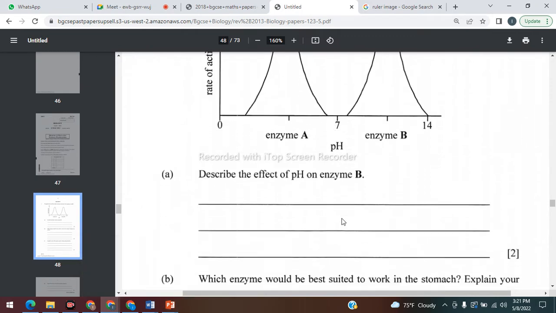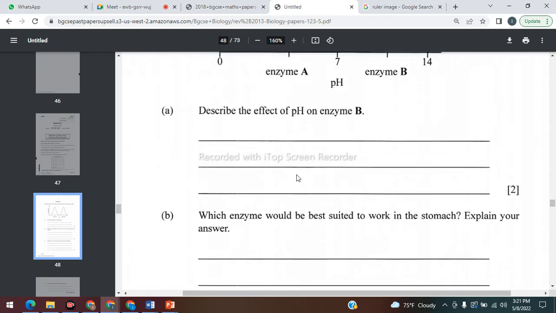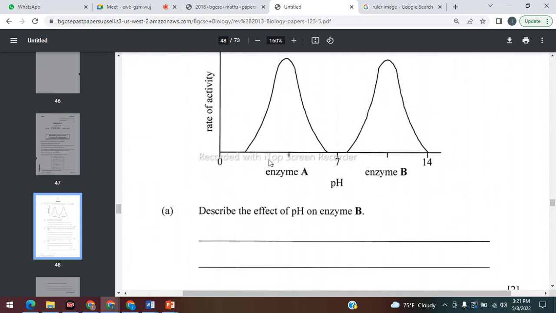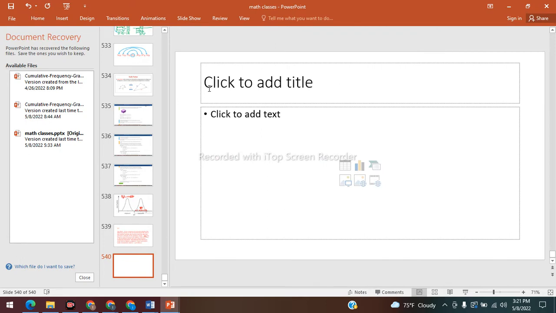That's why question B says, which enzyme would be best suited to work in the stomach? Explain your answer. Enzyme A. Why? Because isn't the stomach filled with acid or something like that? What's the acid in the stomach? Hydrochloric acid, right? And so enzyme A would be best suited.